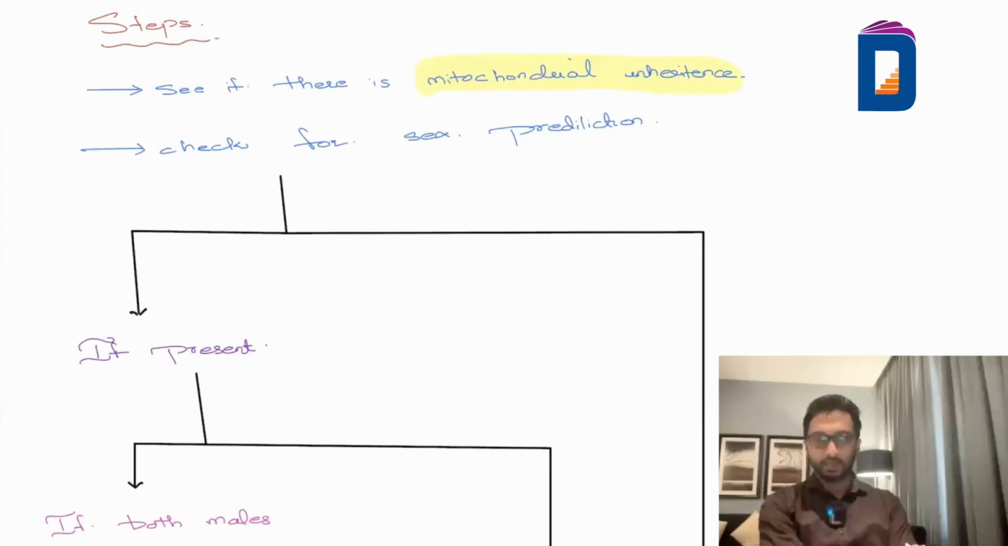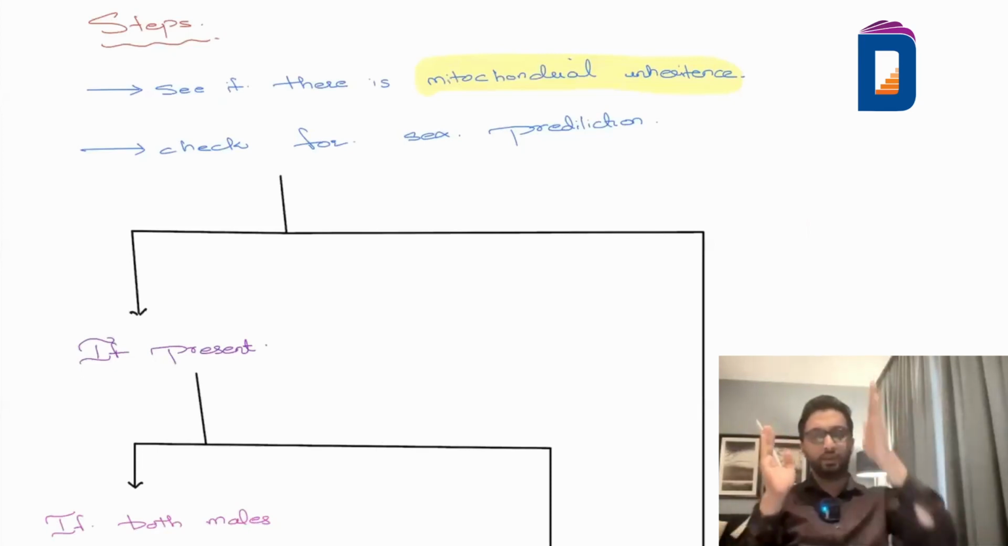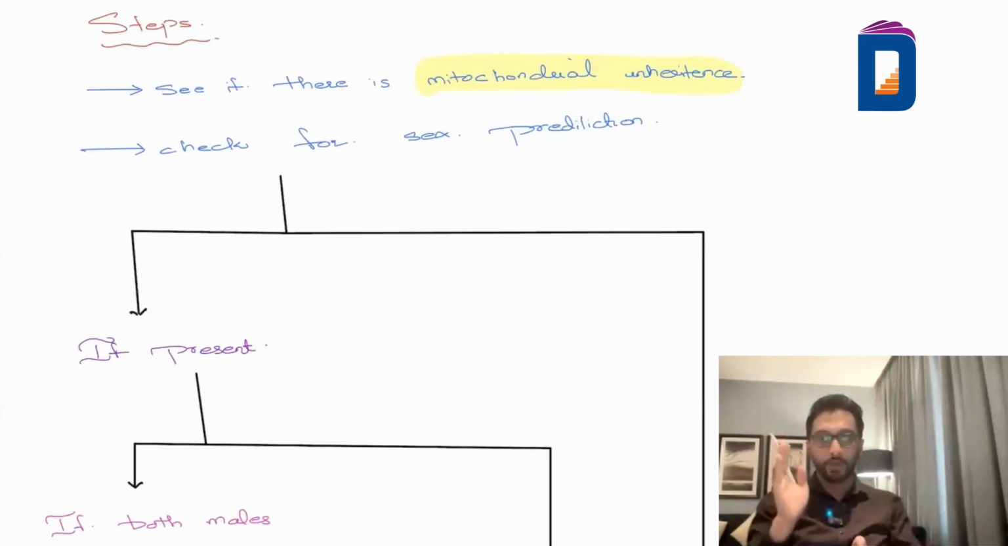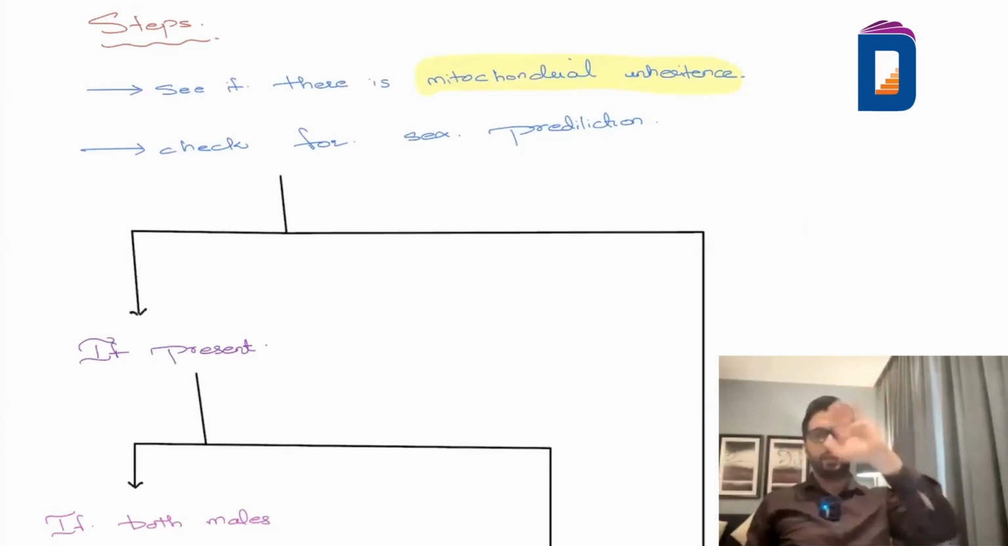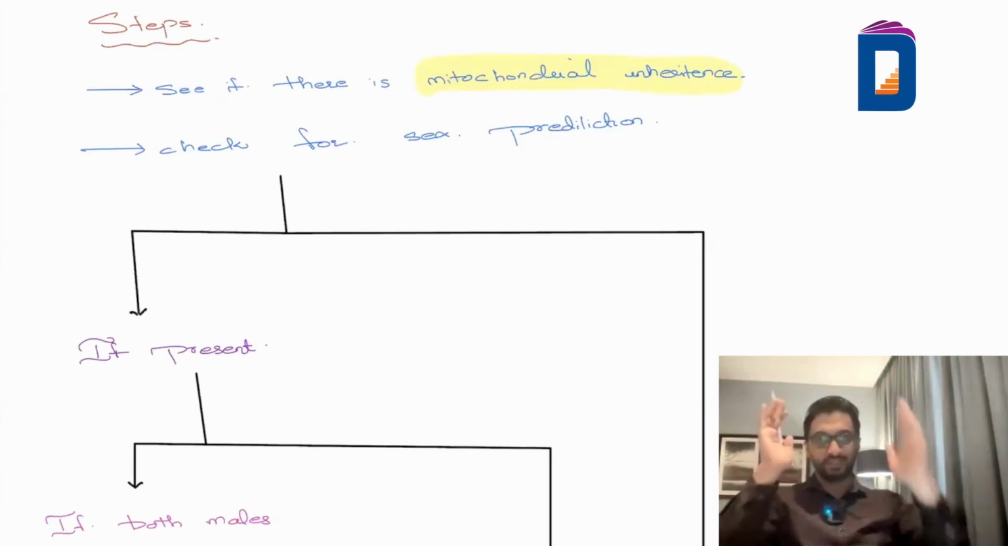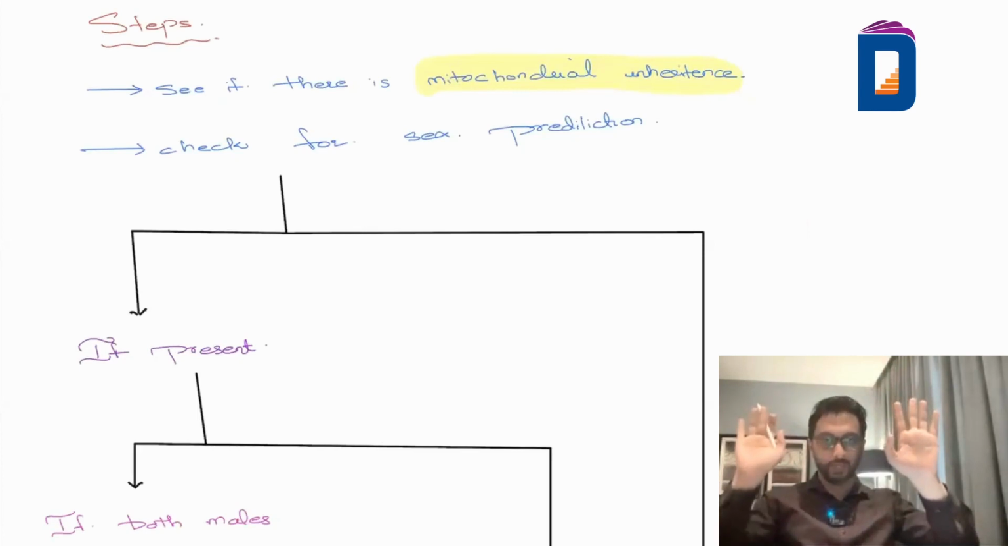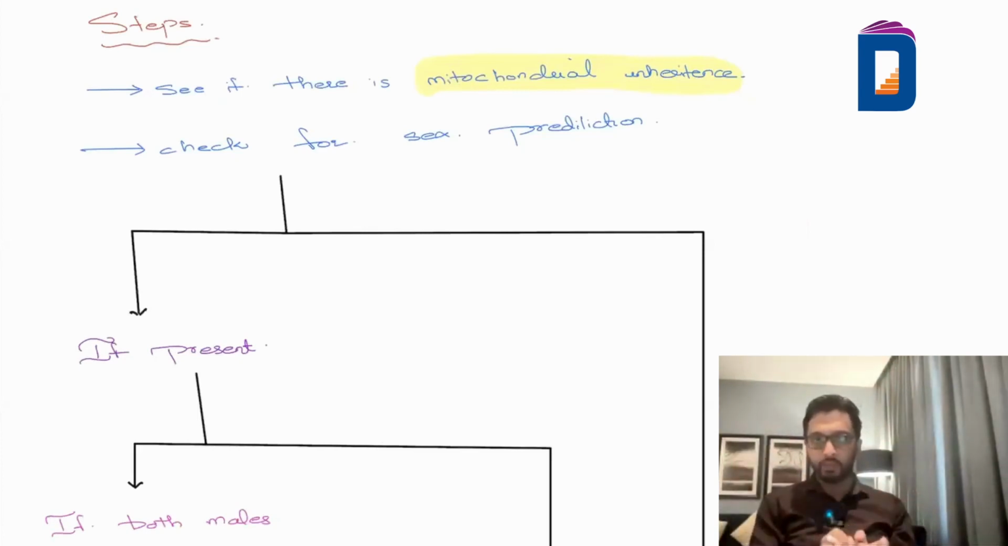Exactly. I'm going to discuss this later on, but what happens if you have a father here and a mother here: the father doesn't transmit the disease to anyone, and the mother is going to transmit the disease to all her children. So it's all or none. Father doesn't transmit to anyone, mother transmits to all. It's a very peculiar type of inheritance.